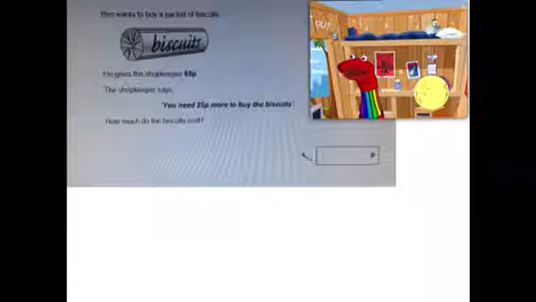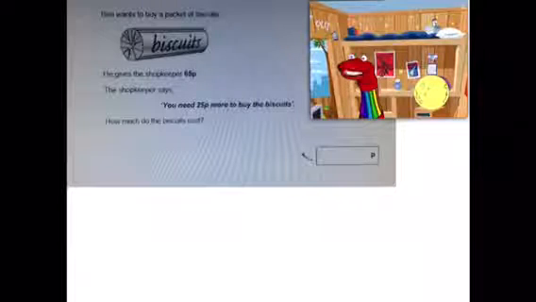Well, now that we've read the problem, we need to make sure we understand it. What is the word problem asking us to do? So we know Ben bought some biscuits. He gave the shopkeeper 65p, but he needed 25p more to buy the biscuits.